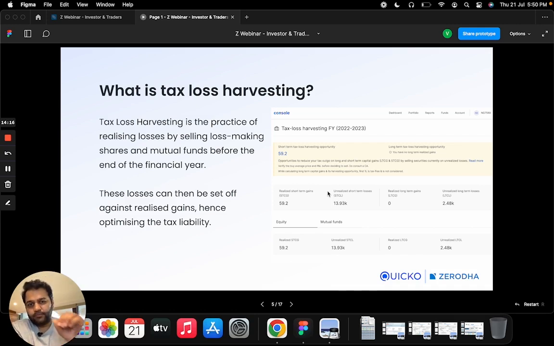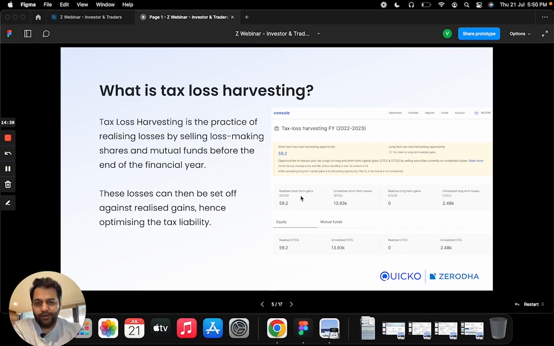So this is a great feature that Zerodha Console provides. I hope you are all familiar with Zerodha Console. By logging into Kite, you can go to your Console. Console is essentially Zerodha's reporting platform, where you can visualize your portfolio, download tax P&L reports and other kinds of reports. Also, you can take advantage of tax loss harvesting.